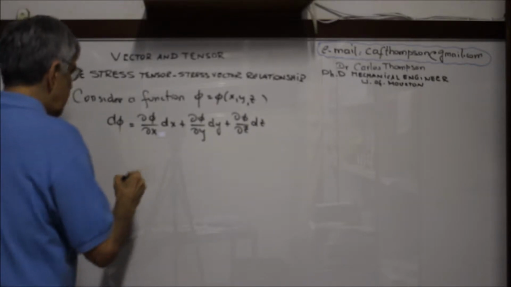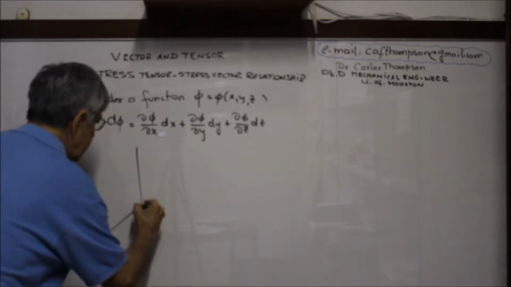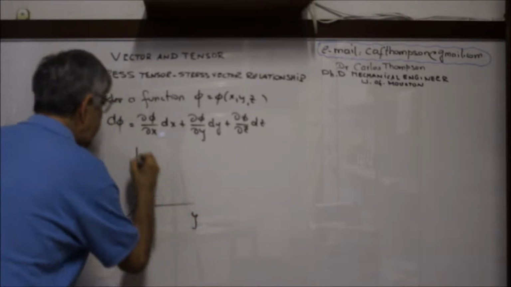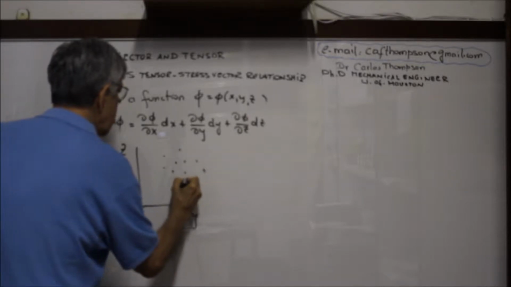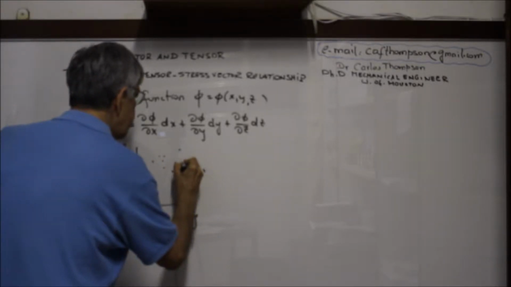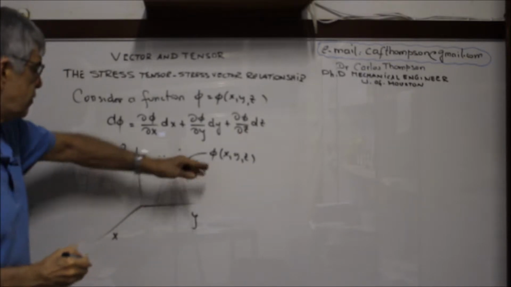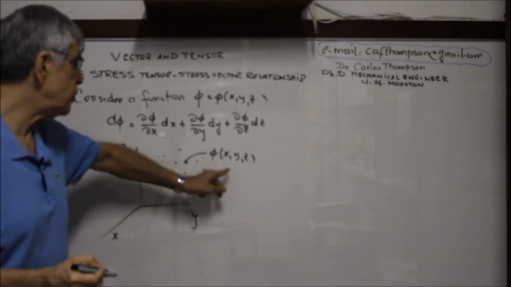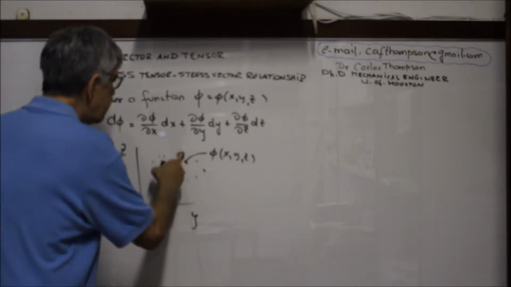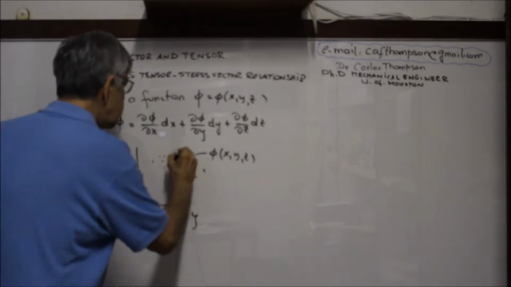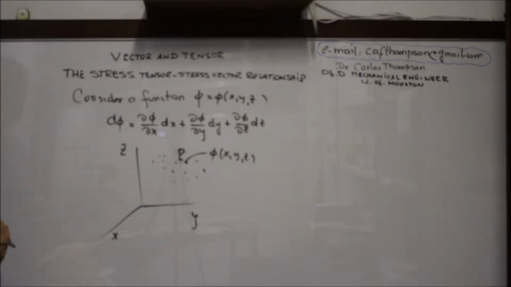Now, I'll draw the axes here. We have x, y, and z, and these are points where the function phi is a function of x, y, and z. For instance, suppose phi is a temperature. Temperature is a function of the point. There's a point P over here. So the differential of phi is written right here.